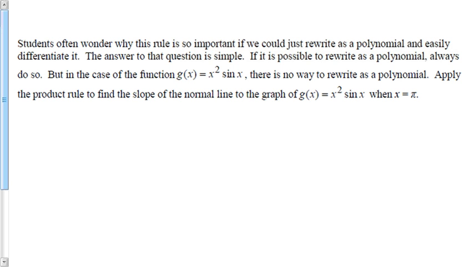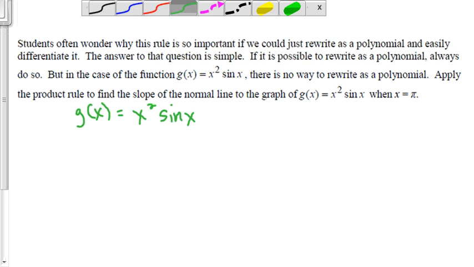But in the case of the function g of x equals x squared times sine x, there's no way to rewrite as a polynomial. So apply the product rule to find the slope of the normal line to the graph of g of x equals x squared sine x when x equals pi. So the first thing we want to do is use the product rule.